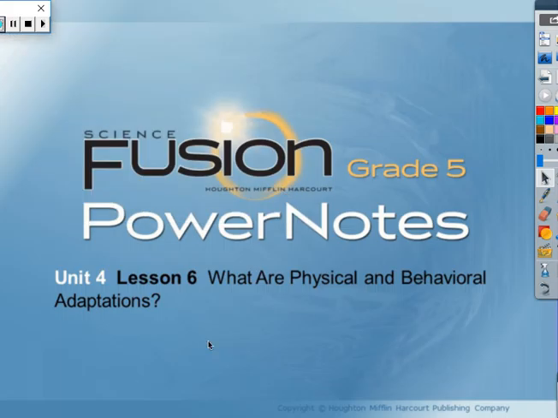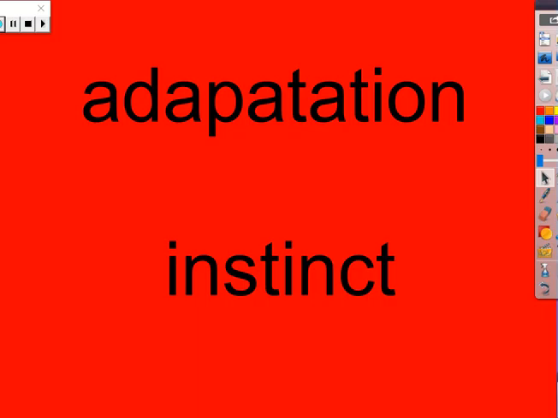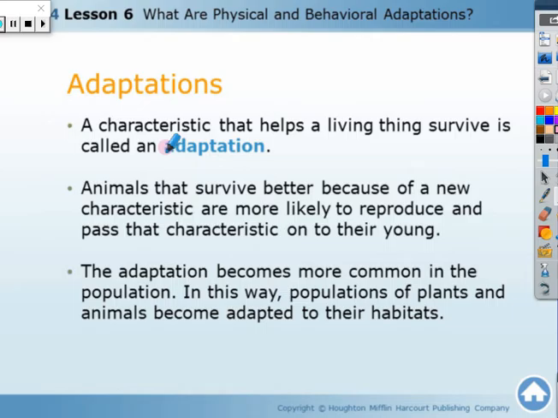All right, we're on lesson 6 of unit 4. What are the physical and behavior adaptations? Two words you need to add are adaptations and extinct. Keyword, make sure you have adaptations in your notes. Read through this.